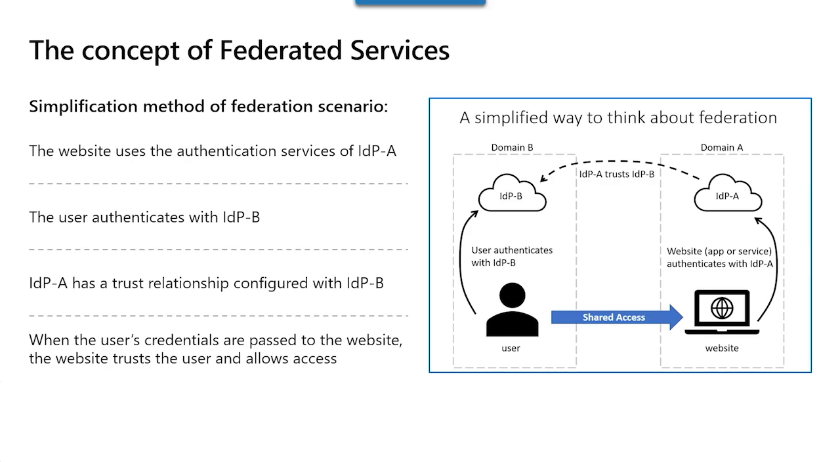So let's look at the graphic we have here on the screen. We have a website that uses the authentication services of IDPA, but the user is authenticating with IDPB. Even though they are two different services, there is an established trust relationship between IDPA and IDPB. So the credentials that the user logged on with at IDPB are passed through to the website, and now they have access. What's really nice about this is that your users don't have to remember all sorts of different passwords.